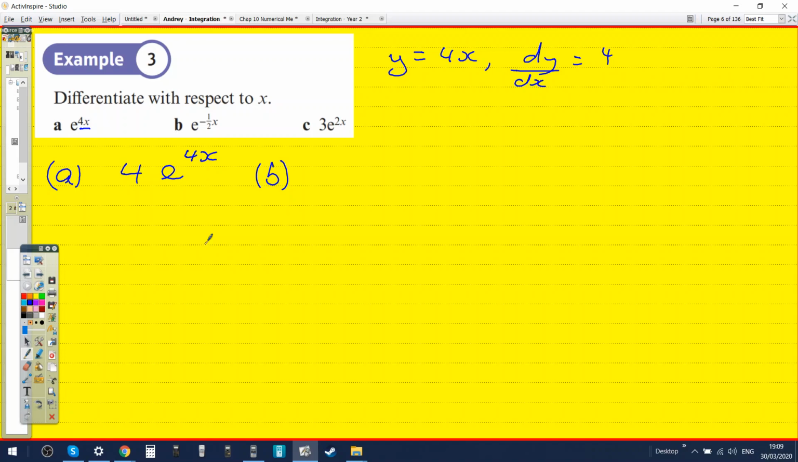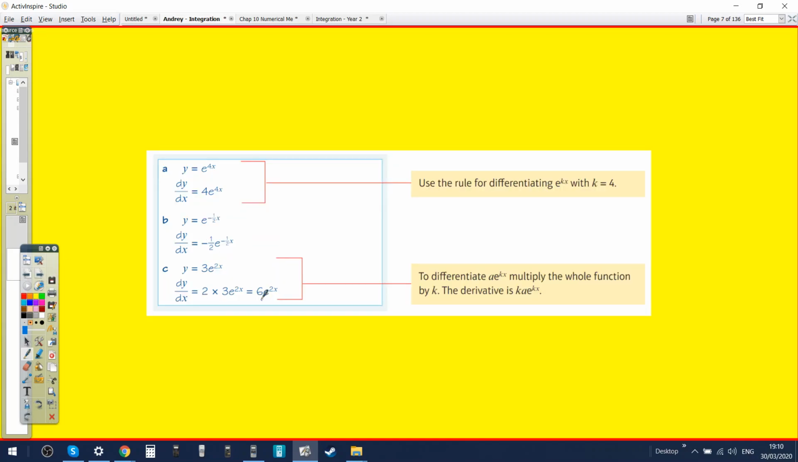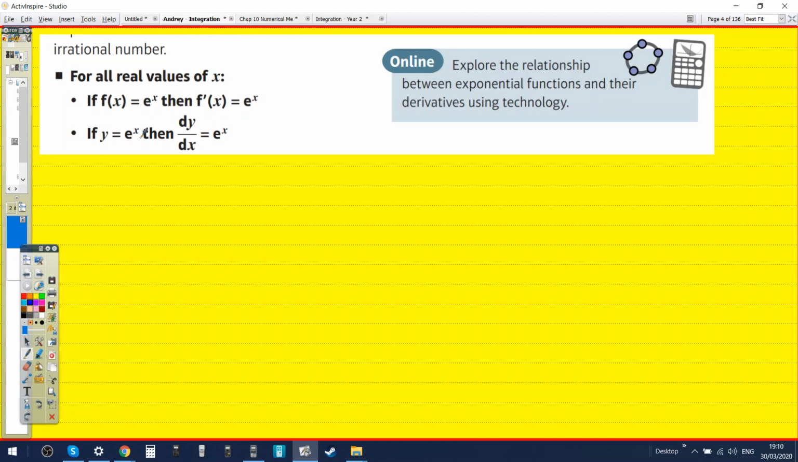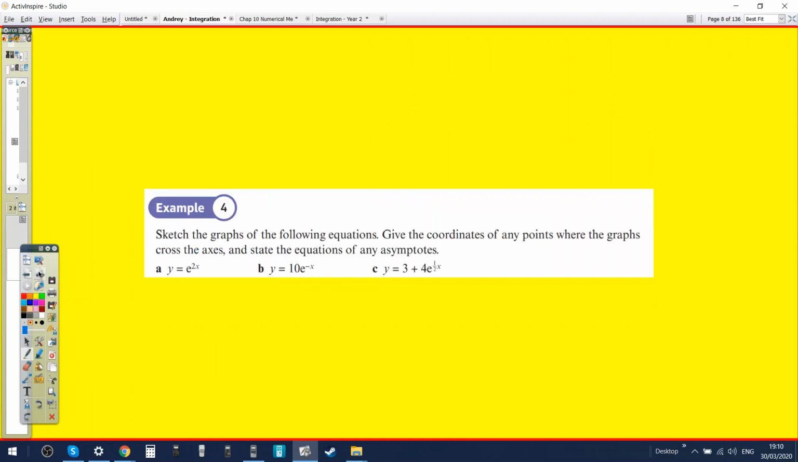Okay, how about B? Would B just be minus a half e to the minus a half x? Mm-hmm. And C? Would C be 6e to the 2x? Well done. That's it. 6e to the 2x, minus a half e to the minus a half x, 4e to the 4x. And if you think about it, if the derivative of e to the x is e to the x, it's not x minus 1 times e to the x minus 1. It's just itself. And that's where everything comes from.